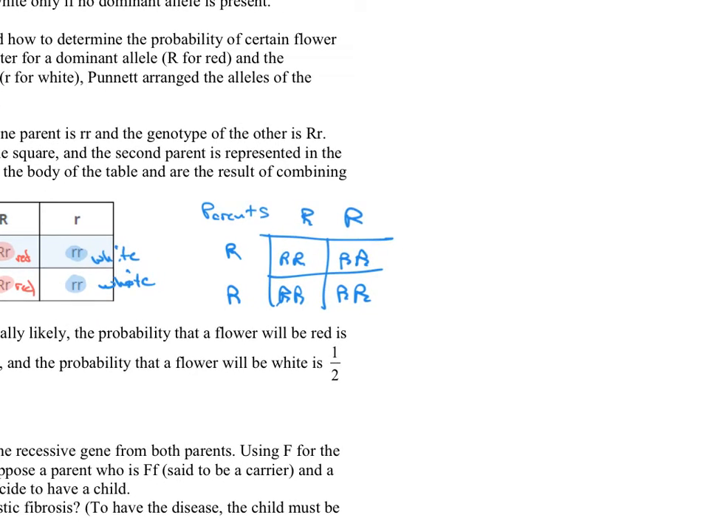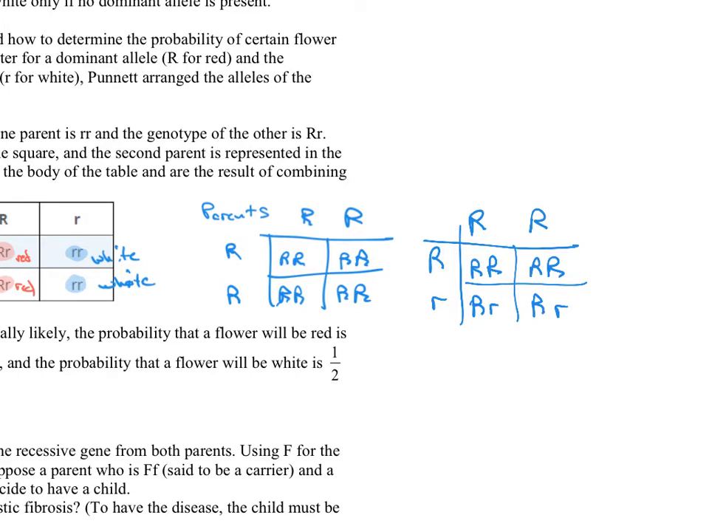What if one parent was dominant, so there's capital R, capital R, and one parent was a carrier, that'd be a capital R and a lowercase r? Let's see what would happen there. Well, I could have capital R capital R, capital R capital R, capital R lowercase r, capital R lowercase r. Again, 2 of these are dominant, 2 of these are carriers, but notice all 4 of these are red, none of these are white. So the probability of getting red would be 4 out of 4. The probability of getting white would be 0 out of 4.